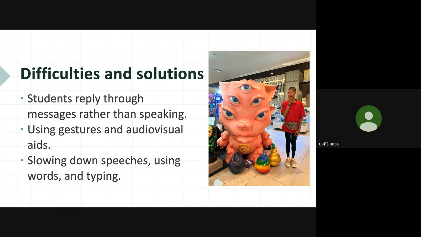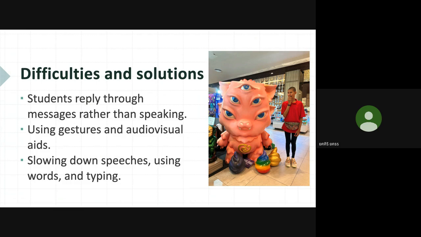So anyway, even though I try to encourage them to speak, if they text, it's fine. Also, when I look at them, at least they are kind enough to turn on the camera when I ask them to, and then they do some gestures. So I turn on the camera all the time, and I use gestures as well.